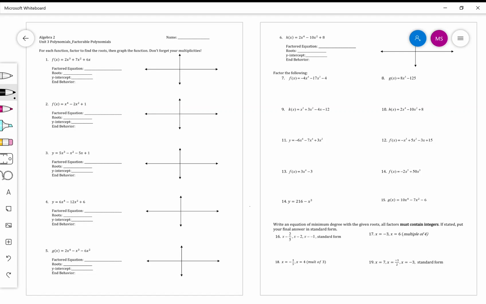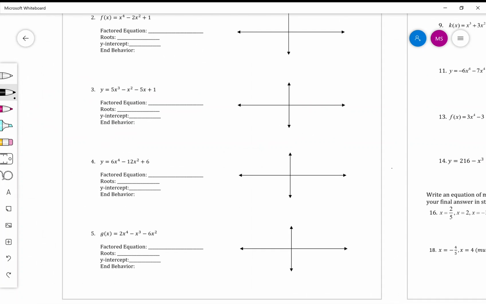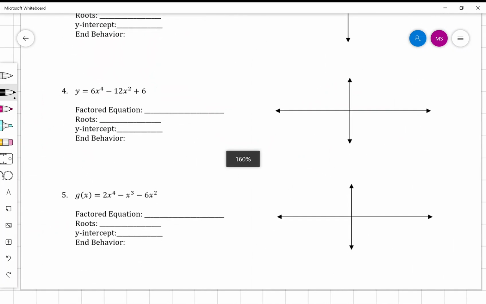Hey guys, I just wanted to do a couple of these with you. I posted the answer key, but I figured some of them were a little bit trickier than the others. Again, I'm only going to do a couple, so I'm going to go straight to number 4 here. This one was a very nice, tricky question.